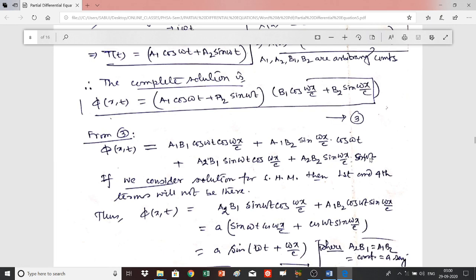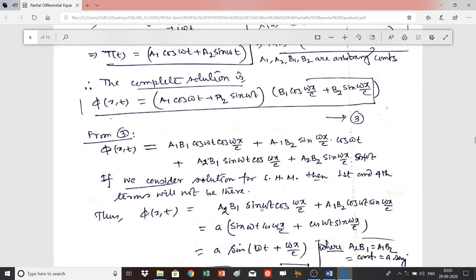You know that simple harmonic motion has the general solution y equal to a sin(omega t minus theta). In this form you can write. So from the first and fourth terms, you cannot write it as the expression of simple harmonic motion. So then from these two terms, the second and the third term, here is the second term, and the third term is here.